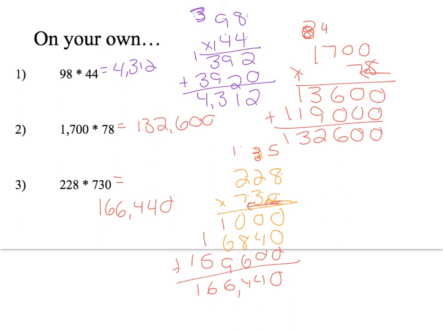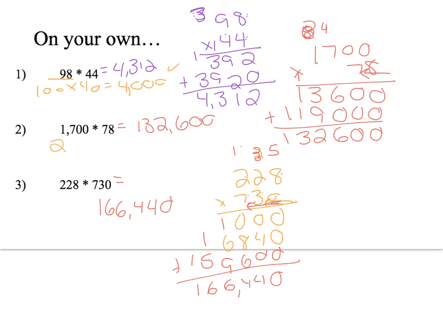Okay, and ideally for all of these problems, you did do an estimate. So at least give a mental estimate. This is roughly 100 times 40. Our answer should be around 4,000, and it is, so we're happy.